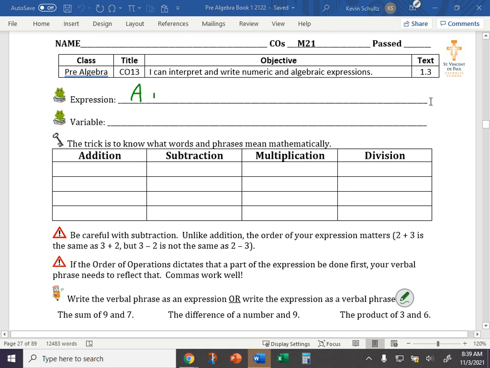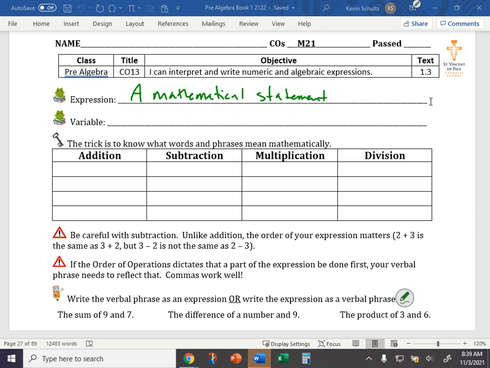An expression is a mathematical statement. And the important thing to remember here is an expression does not have an equal sign. It's simply an expression. 2 plus 3 is an expression. 2 plus 3 equals 5 is an equation. You can't have an equation without an equal sign. An expression does not have one. And so there you go.